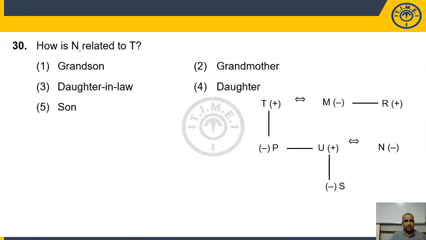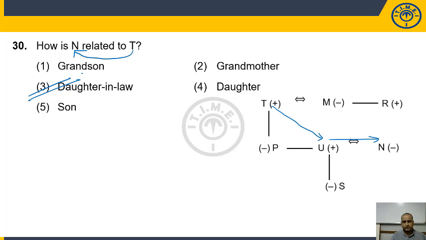Next, how is N related to T? T's son's wife. So son's wife is daughter-in-law. How is N related to T means from T's point of view we have to look at N. So from T's point of view it is son's wife. Son's wife is daughter-in-law. Very easy set, right? All these three can be completed in less than 1 minute. It's just about 7 persons.